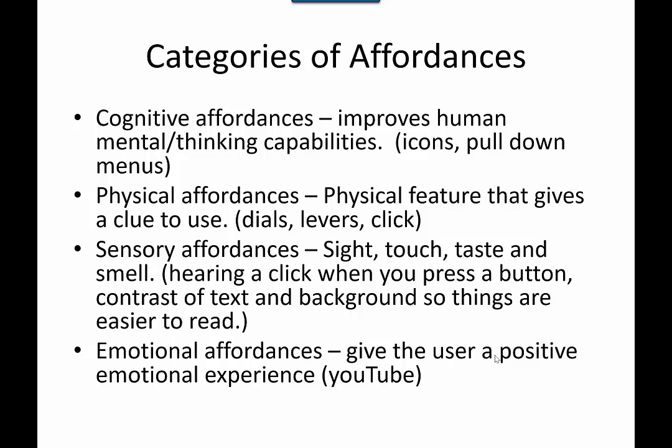Affordances have been categorized by several scholars in several different ways. Cognitive affordances improve human thinking. It helps someone's cognitive skills in operating a device. Physical affordances are dials, levers, physical features of a device that help you to operate it. Sensory affordances relate to human senses of touch, taste, hearing, sight, and smell.